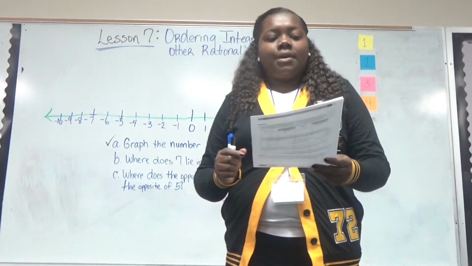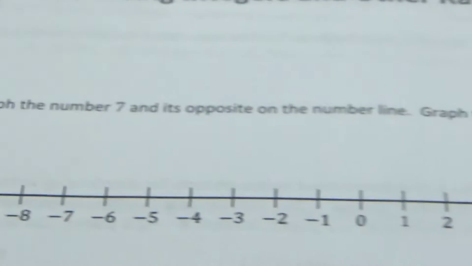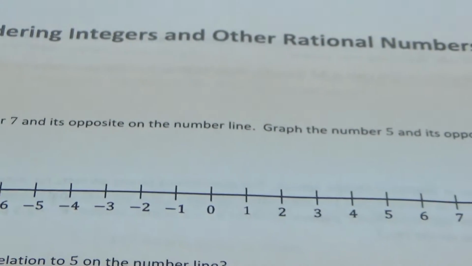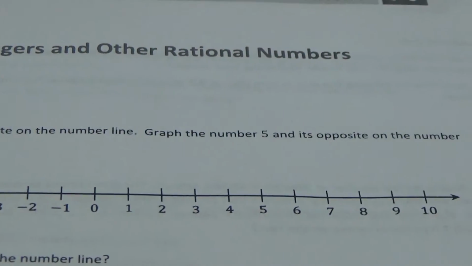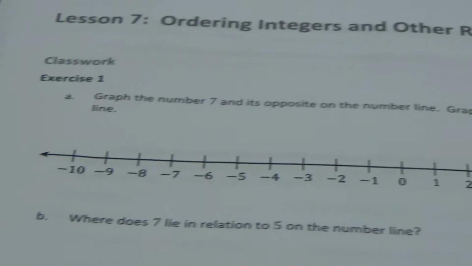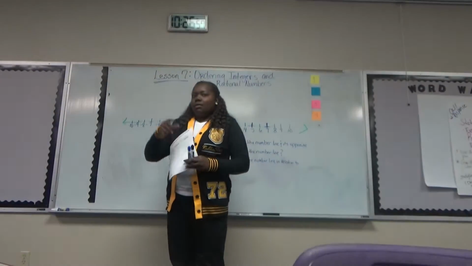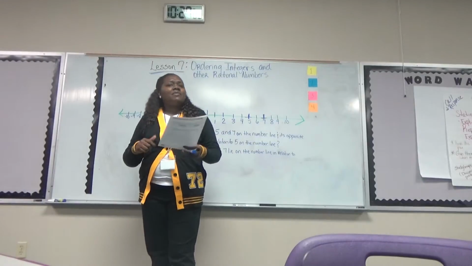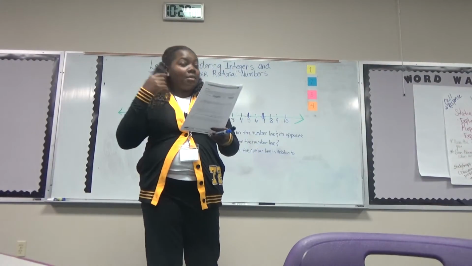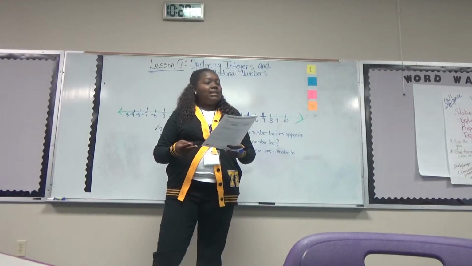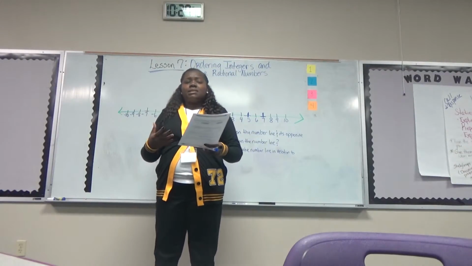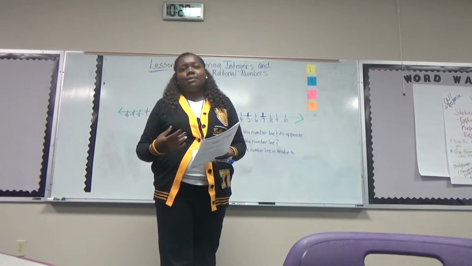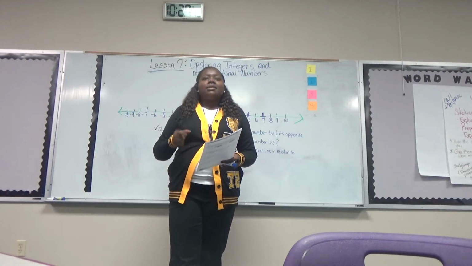Look on your paper at exercise 1. Exercise 1 tells us to graph the number 7 and its opposite on the number line. Then it tells you to graph the number 5 and its opposite on the number line. So Caleb, how many numbers are we graphing? We are graphing 4 numbers on our number line.